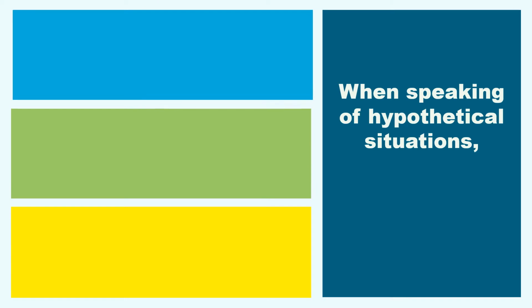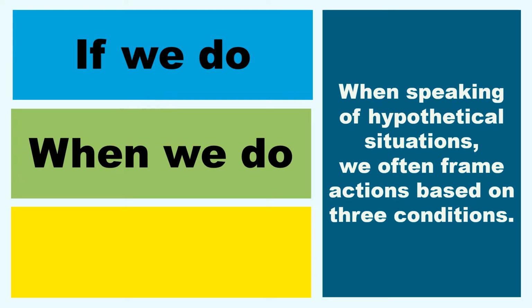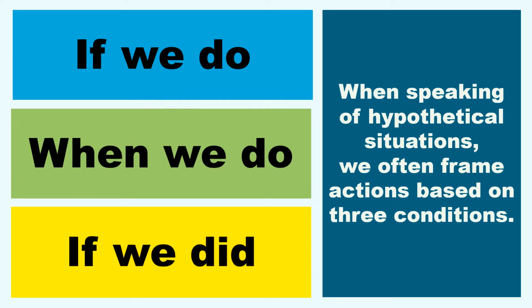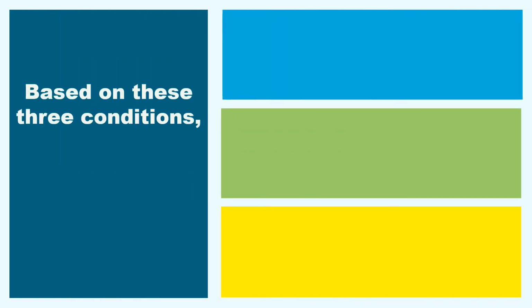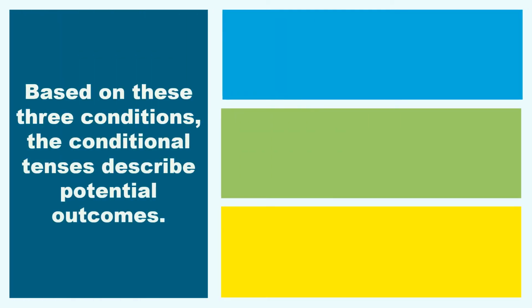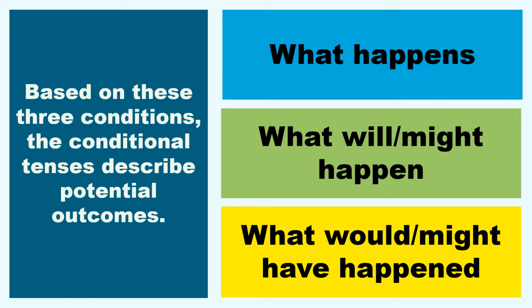When speaking of hypothetical situations, we often frame actions based on one of three conditions. What would happen if we do something? What happens when we do something? And what happens if we did something? Based on these three conditions, the conditional tenses describe potential outcomes. What happens, what will might happen, what would might have happened.